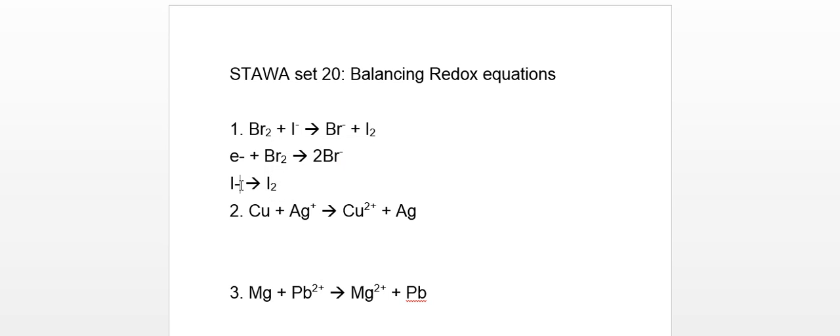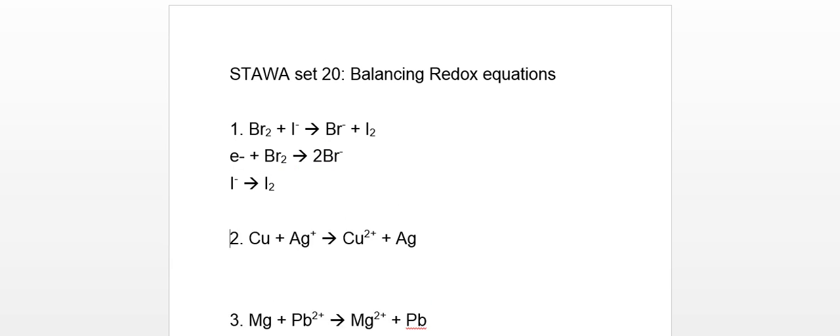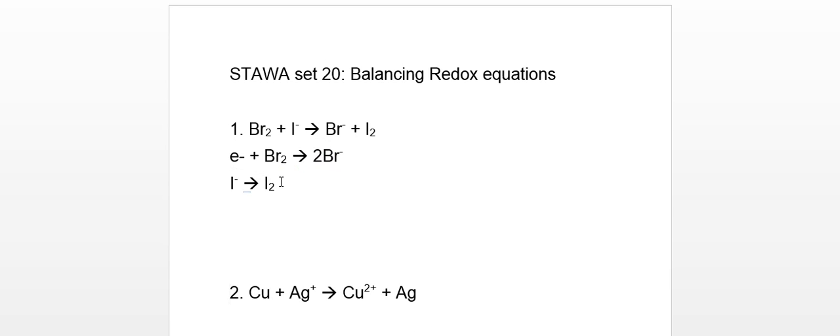Okay, iodide going to iodine. Houston, we can see immediately that we have a problem here. The problem is that the atoms aren't balanced. To do that, we need two iodide ions to make one iodine molecule, and in doing so, the two electrons from here are made available. In other words, the iodide is oxidized.